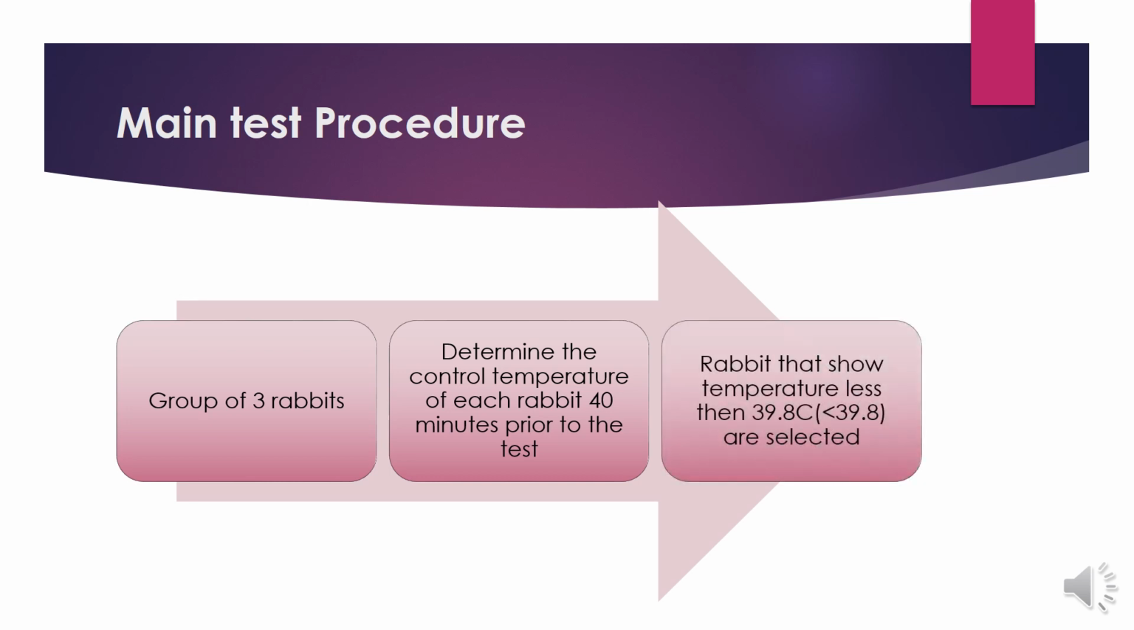So in checking this control temperature, those rabbits that show a temperature less than 39.8 degrees centigrade are selected. Usually the rabbit temperature ranges from 38.6 to 40.1 degrees centigrade. So for this test, usually a lower temperature range is selected, that is less than 39.8 degrees centigrade.